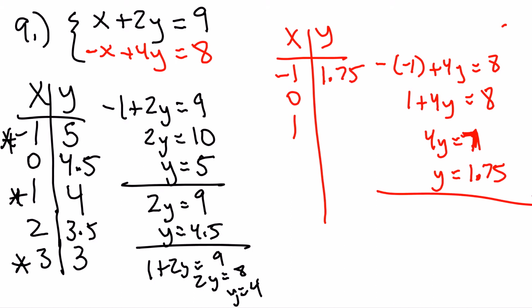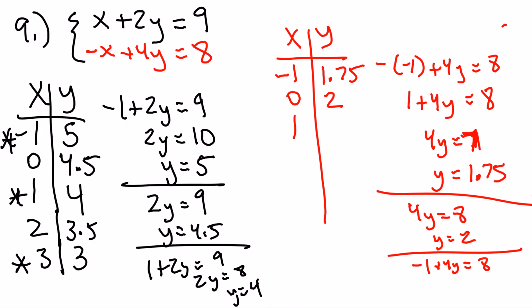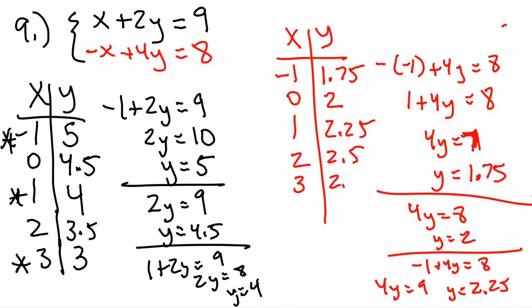Now I'm going to do 0. Plug in 0. I get 4y equals 8. So I get y equals 2. Now I think the next one's going to be 2.25. When I plug it in, I get -1 plus 4y equals 8. I add 1 to both sides. I get 4y equals 9. Divide by 4. I get y equals 2.25, just like I thought. Now 2 is going to be 2.5. 3 is going to be 2.75. 4 is going to be 3.